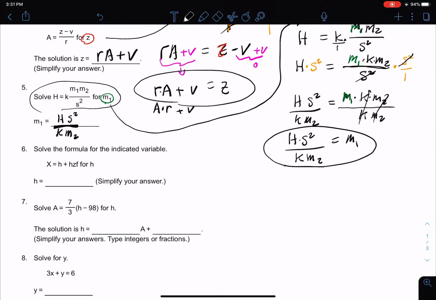Now the next one, it could be worse, but it has a trick that the other ones don't have in it. That's what makes this one really tough, because it has something you have to see that we haven't had to do so far. Let's go ahead and write this right here. This is going to be X plus H times ZF.